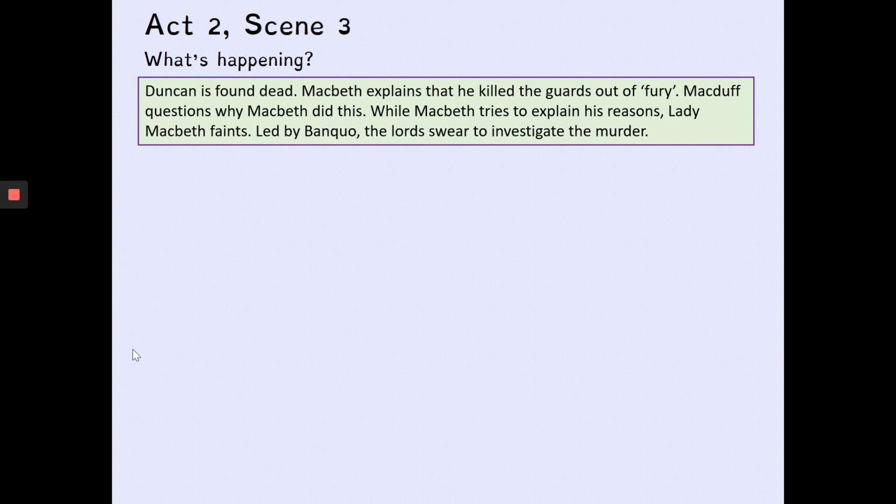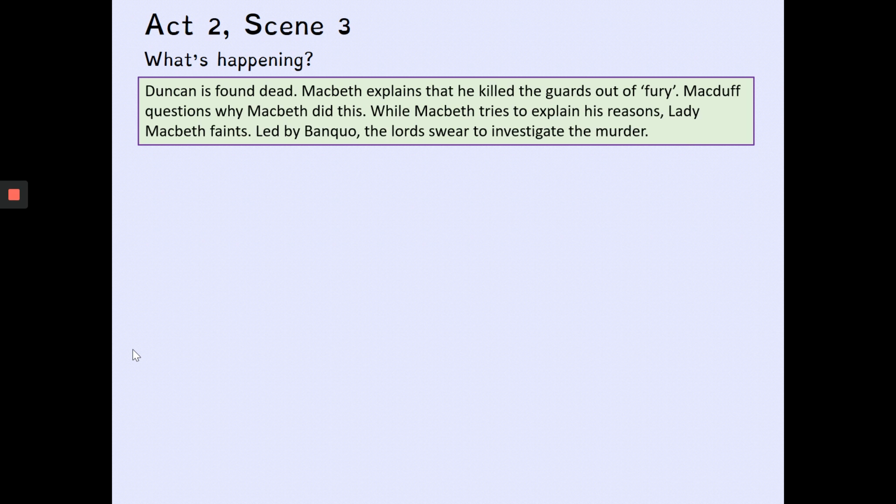Meanwhile, Macbeth tries to explain his reasons, and Lady Macbeth faints. This is all an act. This is just her way of getting out of the situation and pretending that she's some weak and vulnerable woman that at any sort of mention of something as horrible as a death, the brutal death of a king especially, she just faints and has to be led off because she couldn't cope with such horrendous thoughts.